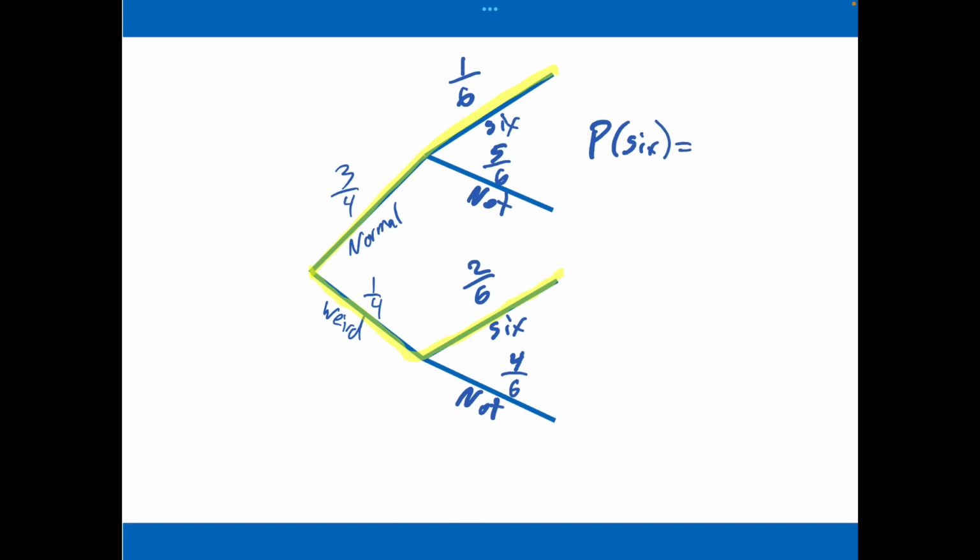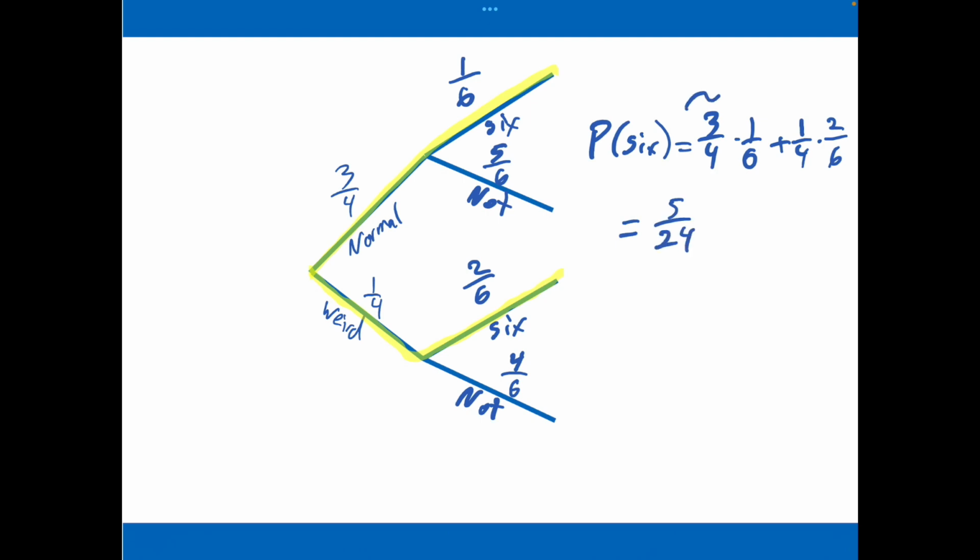I have a 3/4 chance of going on that normal branch, and once I'm going on the normal branch, I have a 1/6 chance of rolling a 6. Meanwhile, I have a 1/4 chance of going on the weird branch, and then once I'm along that branch, I have a 2/6 chance of rolling a 6. Combine these all together, and my probability is 3/4 times 1/6, that first branch of my tree, plus 1/4 times 2/6, that second branch of my tree. I put all those together, and I get our final result, which is 5/24.